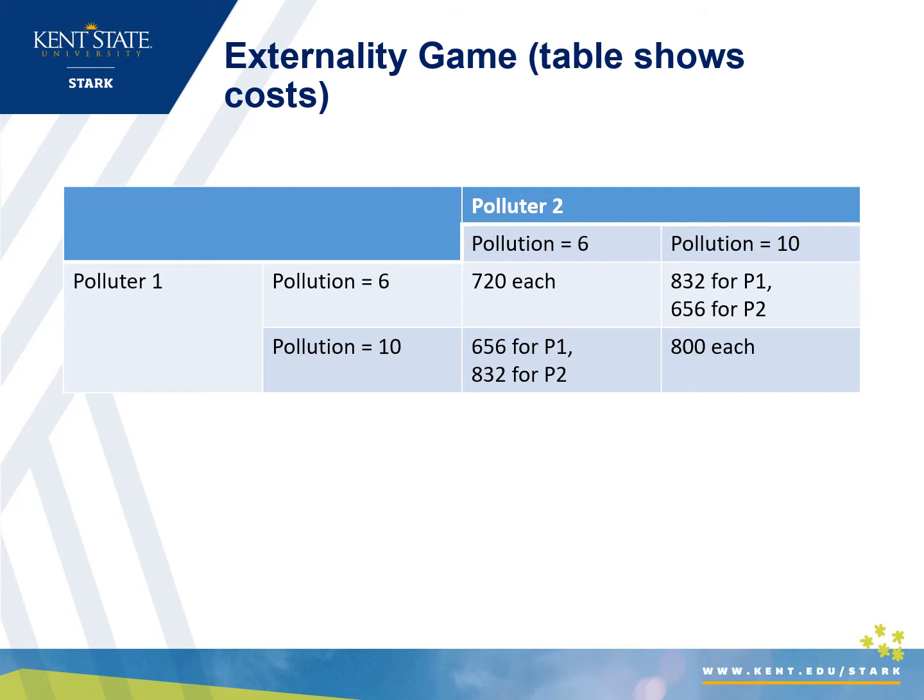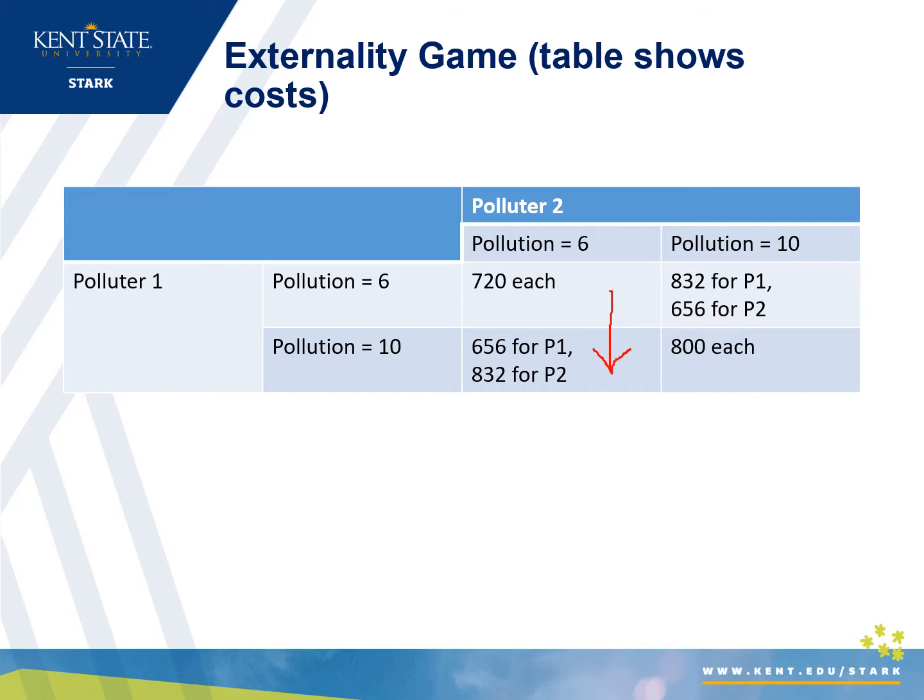If they believe that polluter 2 is polluting 6, that puts them in the left column. In that case, polluter 1 can either pollute 6 as well, and that would be a $720 cost, or they could pollute 10, and that would lower their cost to $656. After all, it turns out that roughly half of the damage from those additional 4 units of pollution is being done to polluter number 2. Meanwhile, all of the savings from not having to abate so much go to polluter number 1.